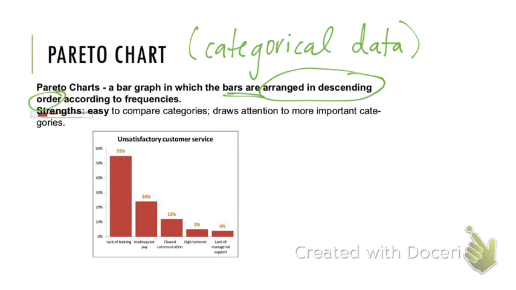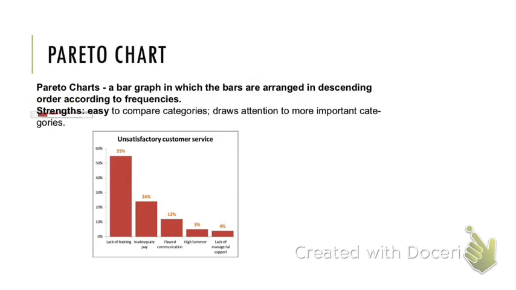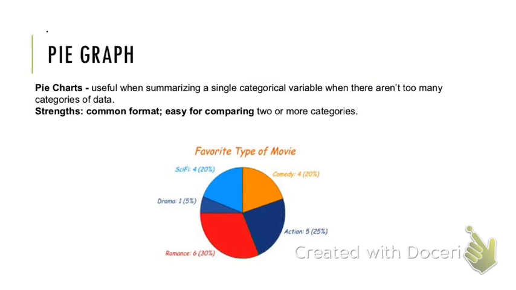Okay, the next one is a pie graph. I feel confident with your pie graph abilities, but this is also for categorical data. So it's split up by percentages.